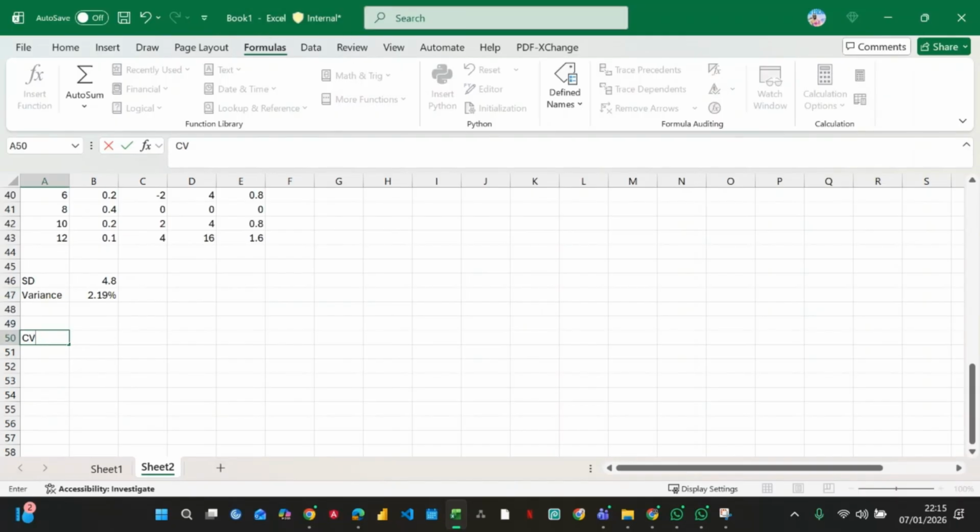So let's do the CV now. CV means coefficient of variation, right? If you look at this now, these companies are doing business together, and you understand what risk is already. Risk in finance refers to uncertainty or variation.